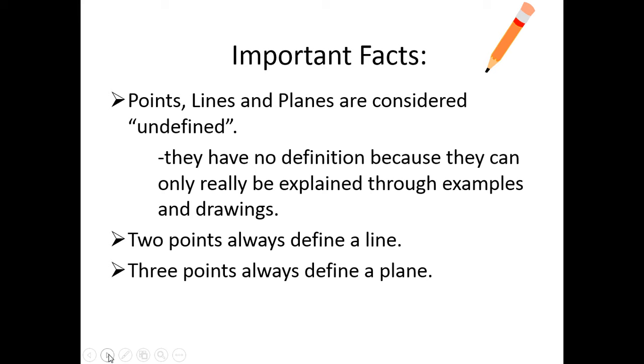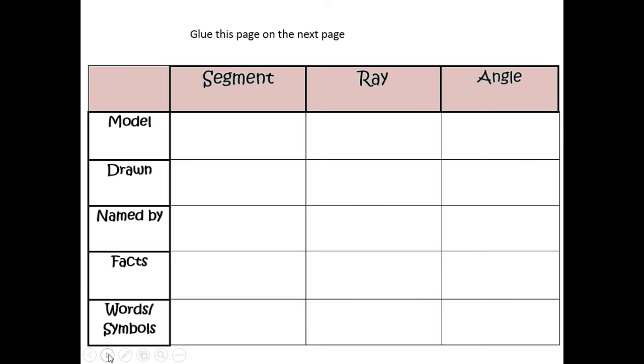Now, just like when you graphed in Algebra 1 there, 2 points will always define a line. That means you need to have 2 points before you can connect them with a line. And 3 points will always define a plane. Any 3 points I have, I can draw a plane or a flat surface through those 3 points, or that contains those 3 points. Now let's go on to the next word chart, segment, ray, and angle.